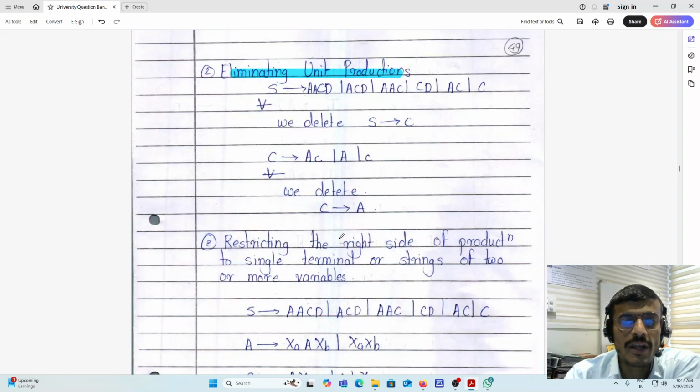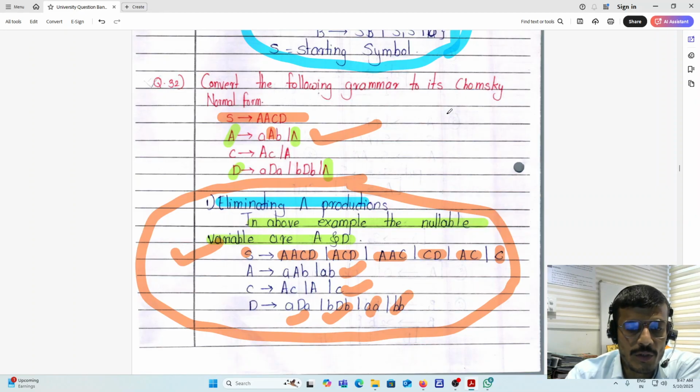Now we have to go for unit productions. So these are the things after unit production. What is meant by unit production? If a production is in the form of one non-terminal symbol tends to one non-terminal symbol, then it is called a unit production, and such productions have to be removed from the given set of productions.